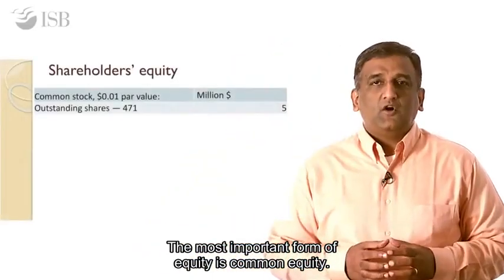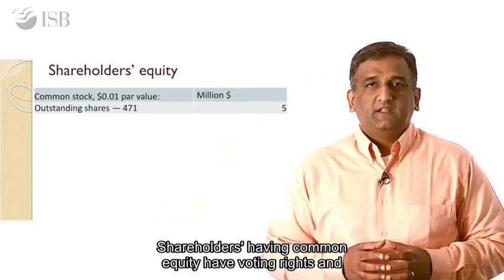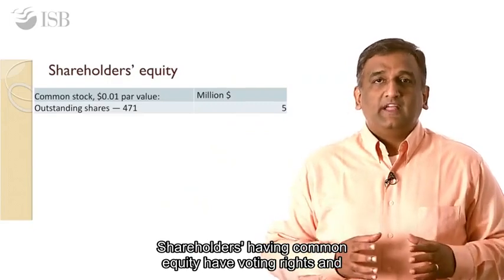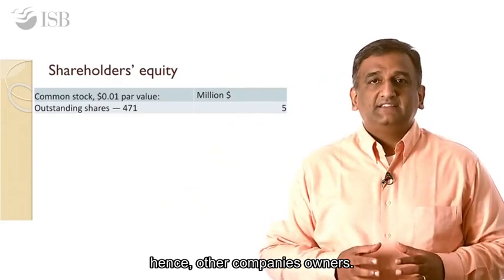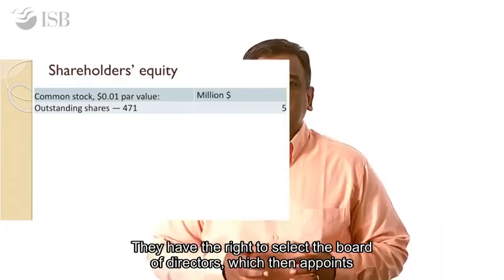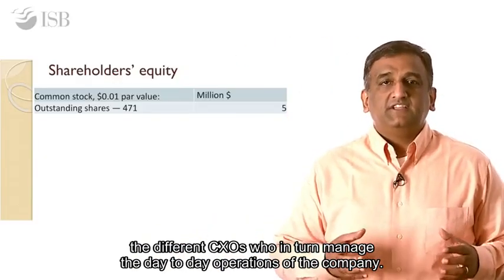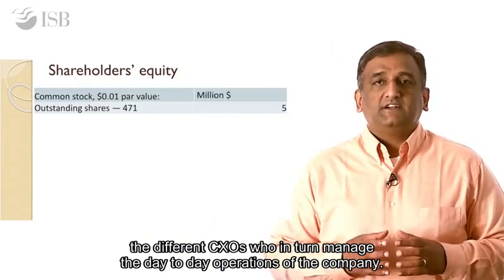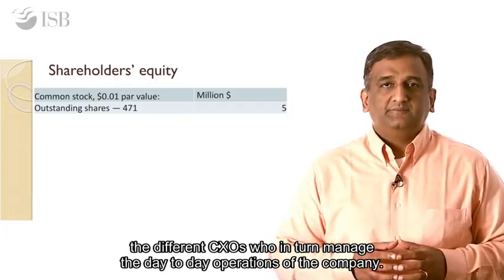The most important form of equity is common equity. Shareholders having common equity have voting rights and hence are the company's owners. They have the right to select the board of directors, which then appoints the different CXOs who in turn manage the day-to-day operations of the company.